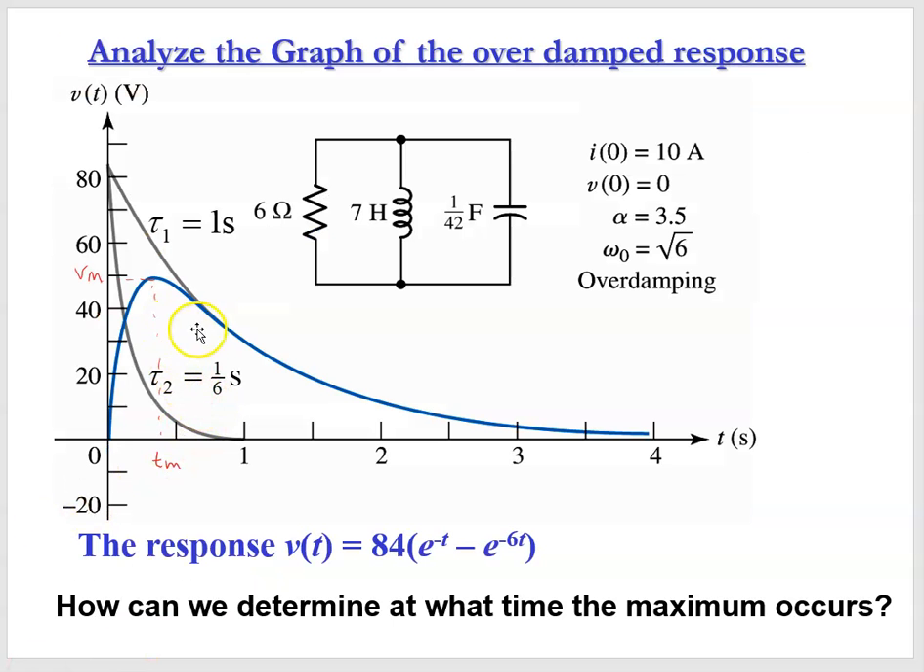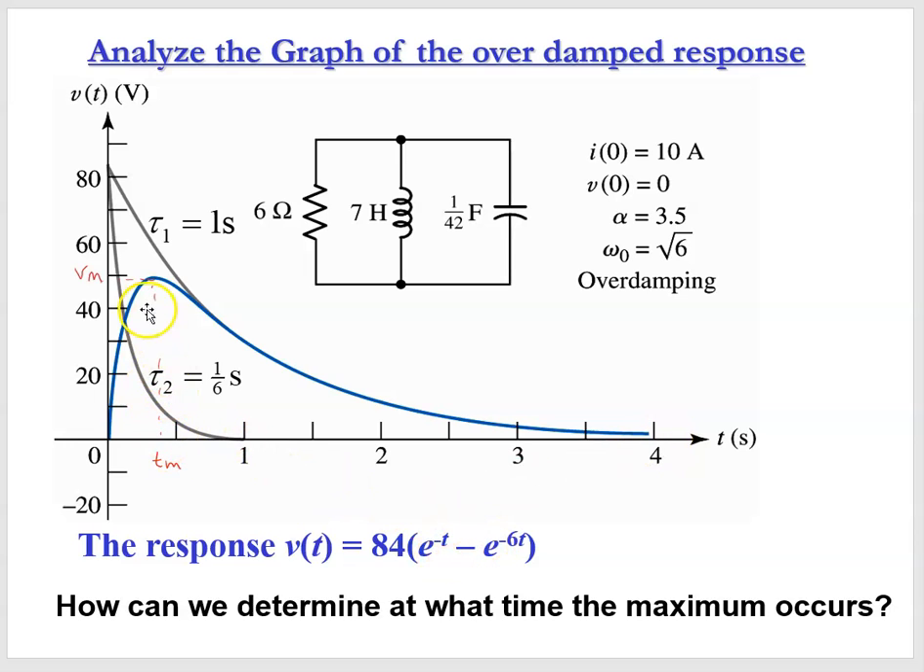When we graph this, what we want to know is how can we graph it? Well, the voltage itself is going to be our 84 e to the negative t, that's this here in black, minus 84 e to the negative 6t. So we're subtracting these two voltage waveforms in black. What we're going to end up with is this voltage waveform in blue. We know they both start at 0 and end at 0, because our initial voltage was 0, and at t equals infinity, the function goes to 0.